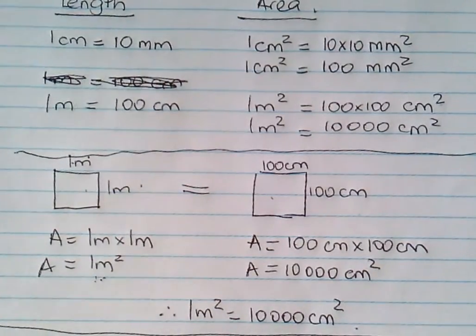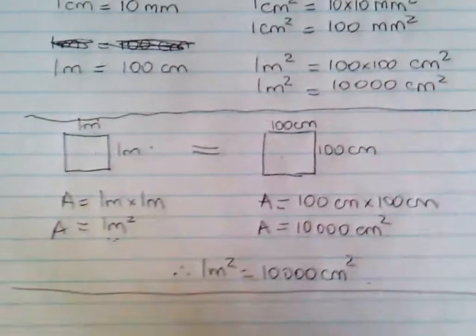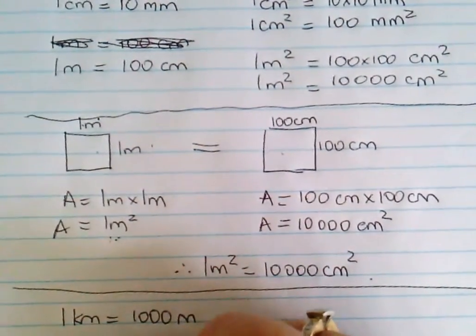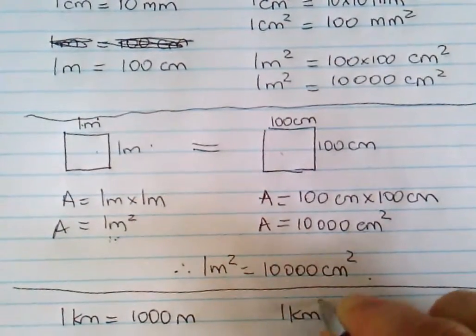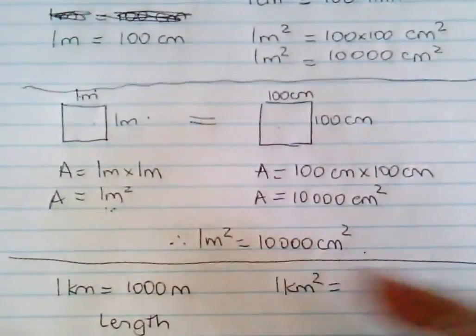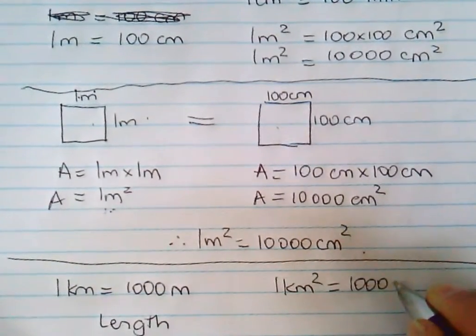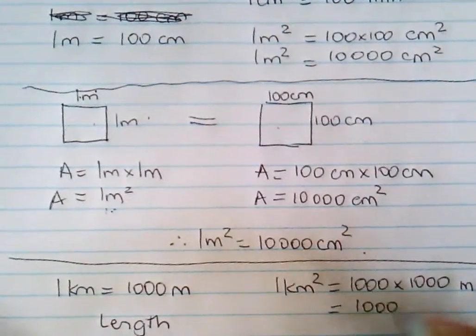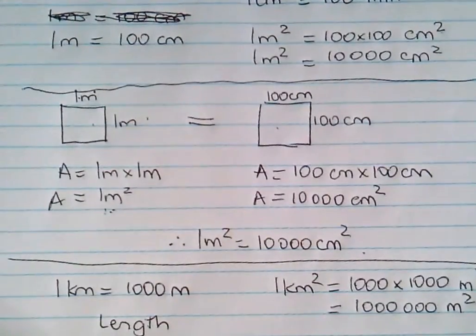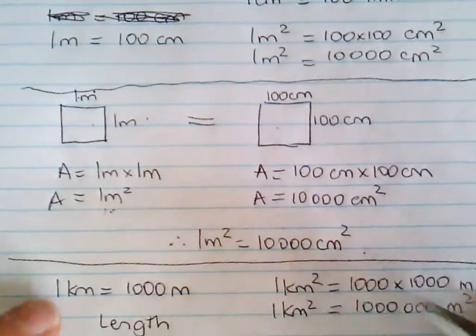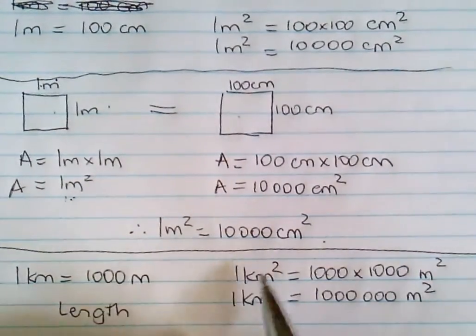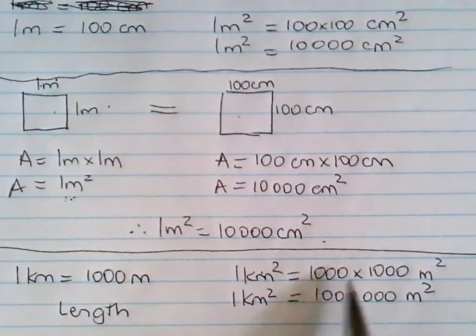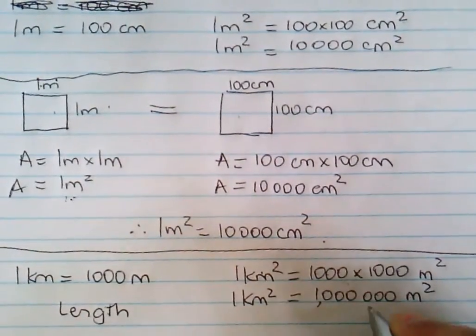So it will work with another one. For example, if 1 kilometre is 1,000 metres, that's a length conversion. The area conversion, 1 kilometre squared, we have to do it twice, is 1,000 metres times 1,000 metres, okay, which is 6 zeros, 1 million metres squared. So if 1 kilometre is 1,000 metres, then 1 kilometre squared, you have to do the 1,000 twice, 1,000 times 1,000 metres. You'll get 1 million metres squared.